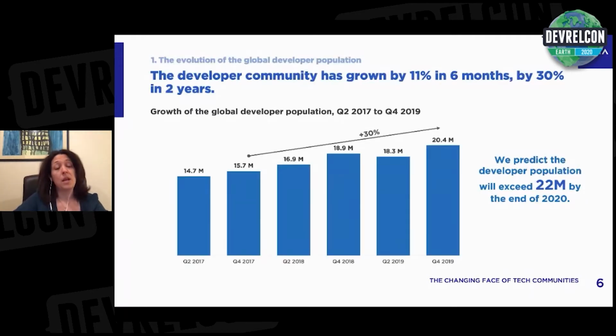So first of all, the dev community has grown spectacularly. We estimate that there are about 20.4 million developers at the end of 2019, and that constituted an increase of 30% as compared to the end of 2017. So plus 30% in 2 years. And even if we employ a rather conservative development growth model on this data, we predict that we will have at least 22 million developers by the end of 2020. So we estimate about 22 to 23 million developers.